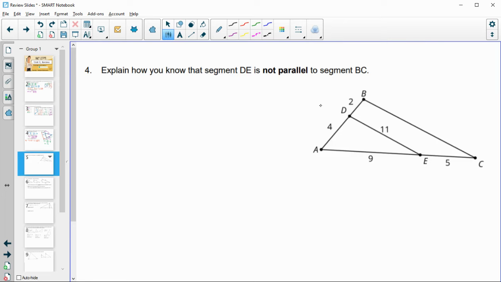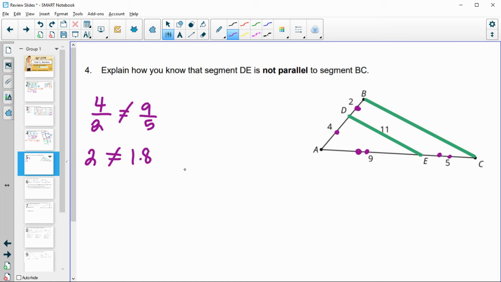Number 4, explain how we know that segment DE is not parallel to BC. Remember, if they are parallel, they will split the sides proportionally. So this divided by this will equal this side divided by this side. If we take 4 over 2, that should equal 9 over 5, and it doesn't, because this is 2, and 9 divided by 5 is 1.8. So we know it's not parallel because the sides are not proportional.